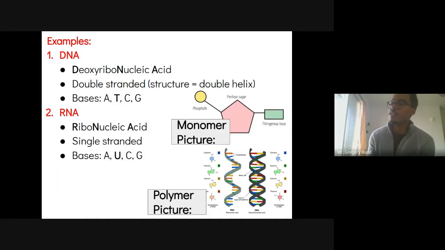Okay, so here it is. Here's that same information written slightly differently. DNA is deoxyribonucleic acid. DNA is double-stranded, so it has the shape of a double helix, and it has the bases ATCG. RNA has the bases AUCG.